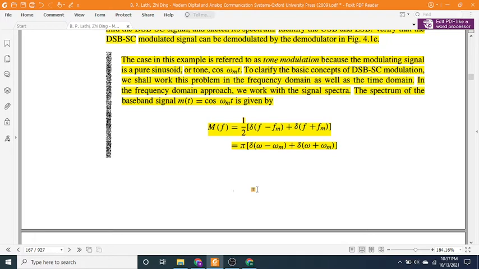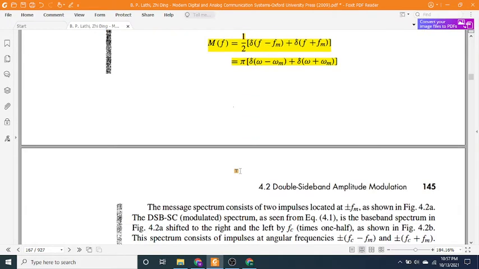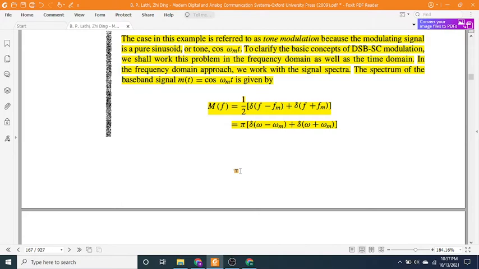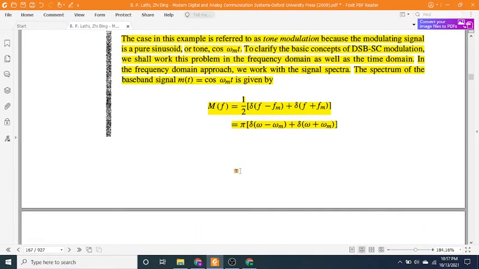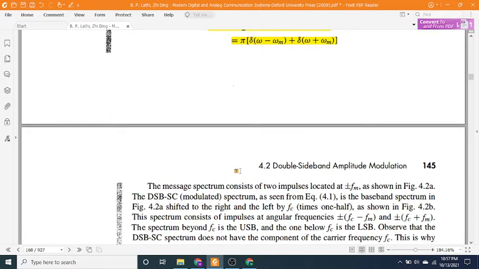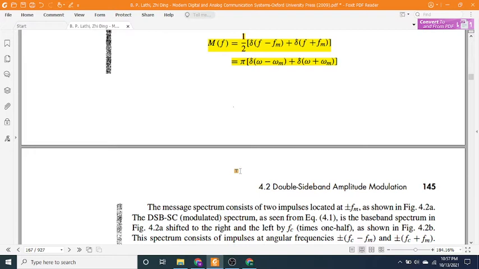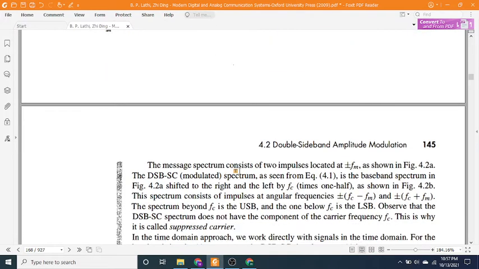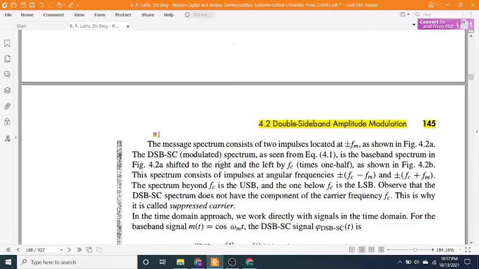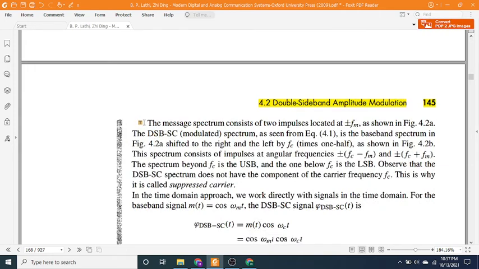M(f) = (1/2)[δ(f - fm) + δ(f + fm)] = (π)[δ(ω - ωm) + δ(ω + ωm)]. The message spectrum consists of two impulses located at plus or minus fm, as shown in Fig. 4.2a.